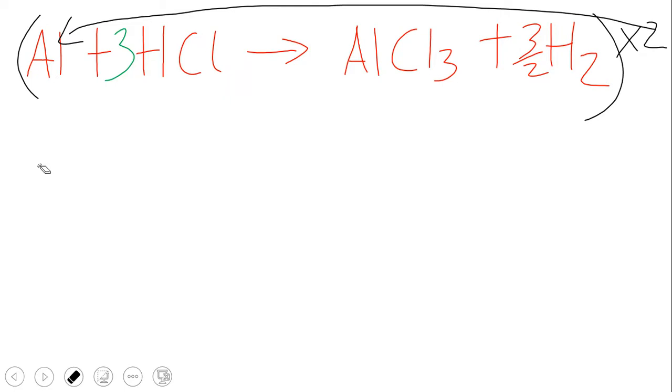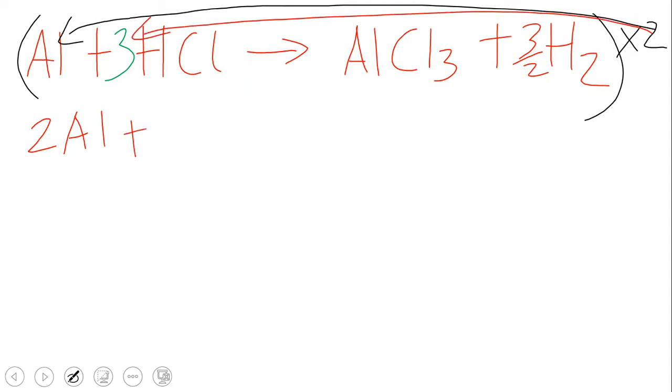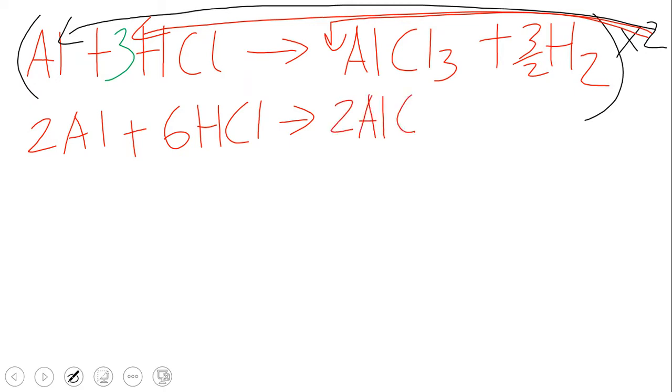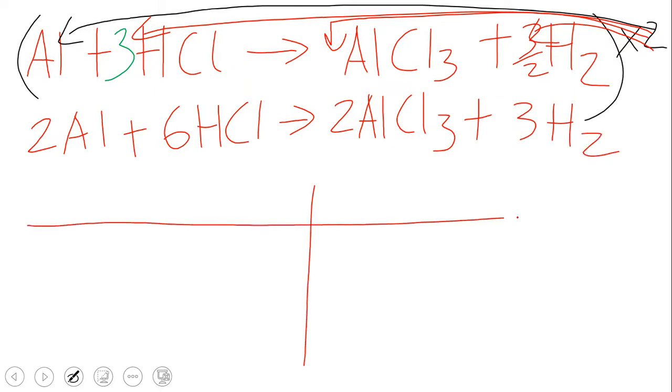That's going to be 2 Al. What is 2 times 3? Well, that's going to be 6 HCl. What is 2 times 1? That's going to be simply 2 AlCl3. And what is 2 times 3 over 2? Well, that's definitely just 3H2. And so let's see if this equation is balanced.